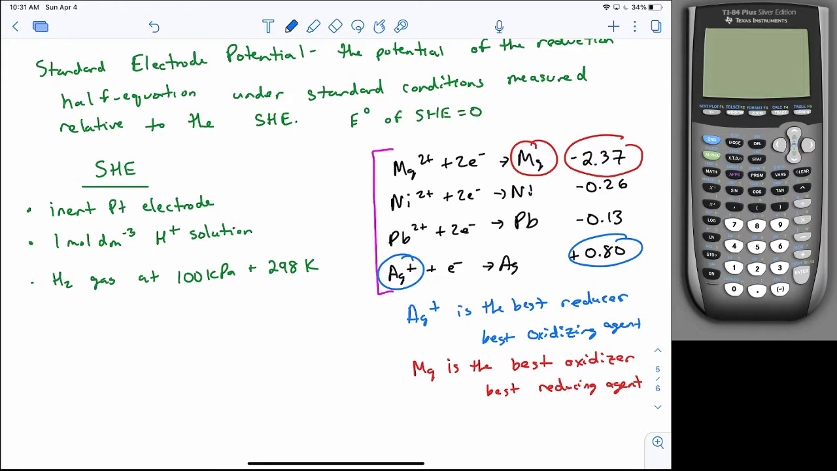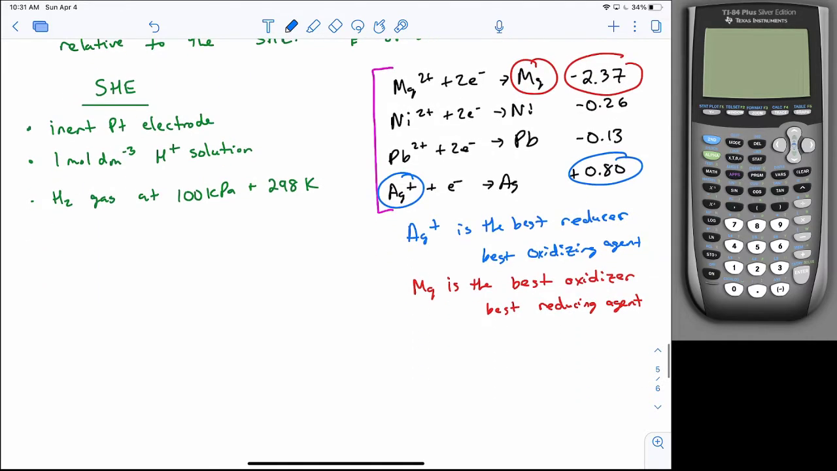But when you're talking about oxidizer, you're talking about the reverse reactions. So the best oxidizers are either Mg, Ni, Pb, and Ag, because you want to think of Mg as being, oops, sorry, let me change the color. Right? Because that's what Mg does when it's oxidizing. So that's why Mg is your best oxidizer and Ag+ is your best reducer. Does that make sense? Okay. Yeah, okay, thanks so much. No problem.